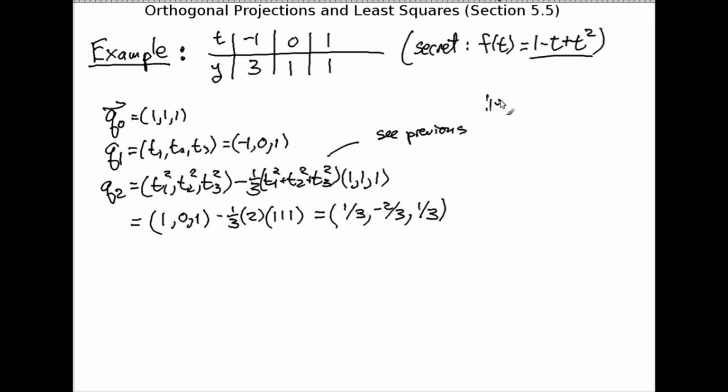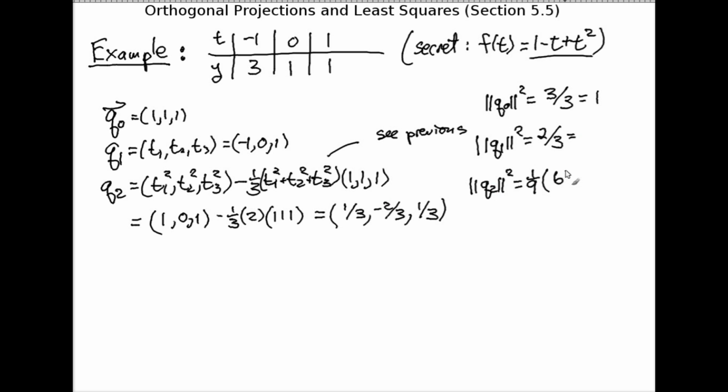And I'm going to need the lengths of these, so let's write these down. Length of Q0 squared is 3. If you dot with itself, you get 3. But remember, we're dividing by 3, so that's 1. And the length of Q1 squared is the sum of these squared, which is 2. Divided by 3 is 2/3. And the length of Q2 squared is the sum of the squares, which is 1/9 times 1 plus 4 plus 1, which is 6. Divide by 3, which is to say 6/27, which is 2/9. Okay?